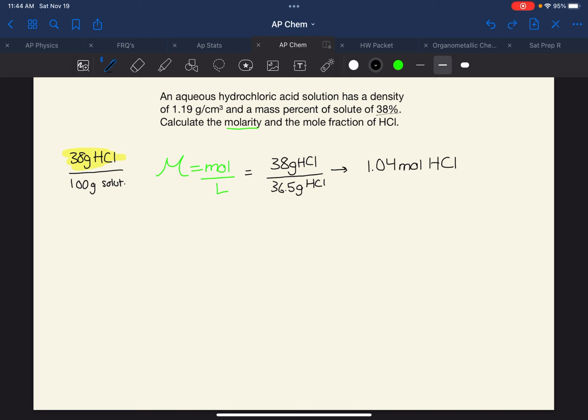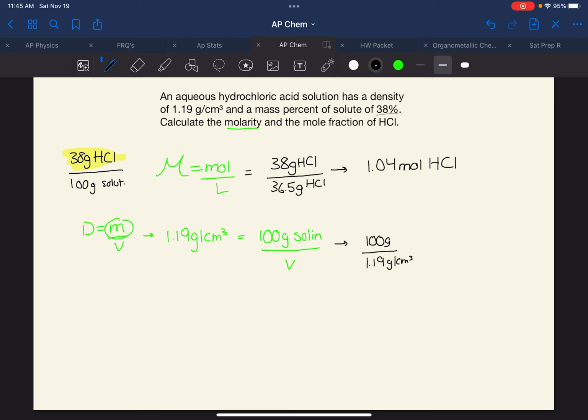In order to solve for liters, you have to use the formula density equals mass over volume. And our density is given to us to equal 1.19 grams per cubic centimeter. And that is going to be equal to 100 grams of the solution, which is the mass, right? Over volume, because we're solving for volume in order to solve for the molarity. So that means that the volume is going to be equal to 100 grams of solution divided by 1.19 grams per centimeter cubed.